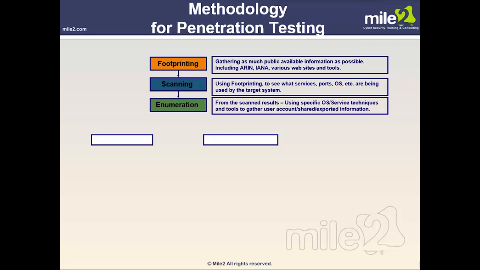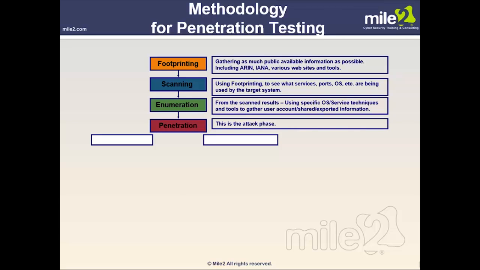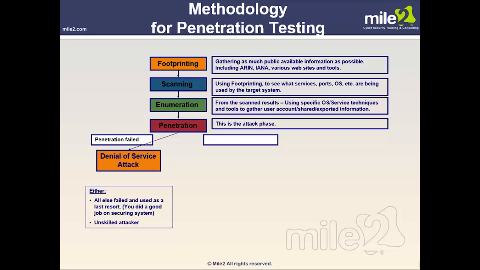Again, the scanning portion, enumeration, we just talked about this. And then here we get into what's called the penetration side. Now, if the penetration fails, what generally will happen is we do a denial of service. A lot of times this will happen if it's with malicious intent. So if the penetration fails for the malicious hacker, they'll possibly do a denial of service attack. It's basically used as the last resort. So you did a good job on the security system, and generally an unskilled hacker will stop there. But a lot of times the denial of service will take the approach of, hey, if I can't have it, nobody can have it, kind of thing.